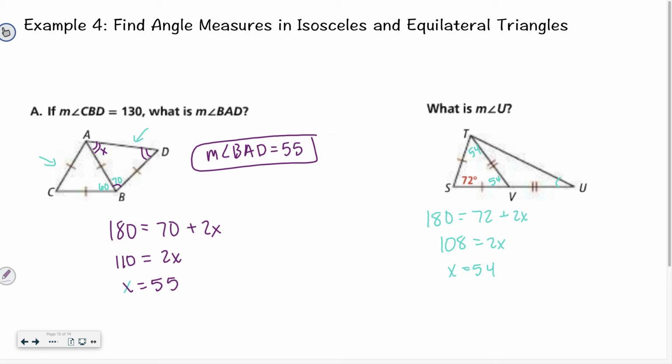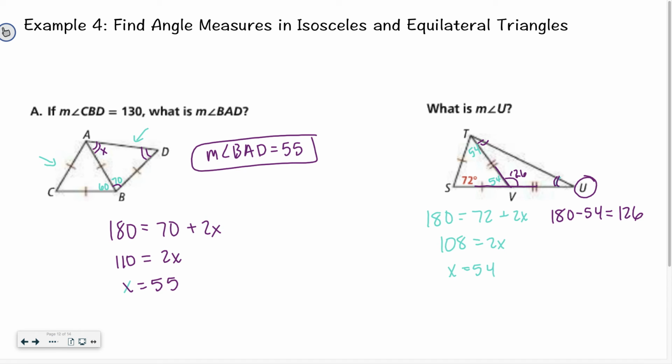And then my next step, I need to figure out what this angle is so I can solve for my last two angles, or just angle U, right? So if I look at the 54, it is supplementary to the angle right here, angle TVU. So if I do 180 minus 54, I end up with my angle TVU, which is 126. So this is 126.